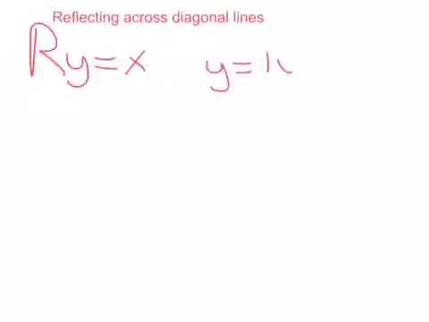Next, we're going to look at what happens when we reflect across diagonal lines. So these are lines that are not horizontal or vertical, but are at some sort of a diagonal. And the first diagonal line we're going to look at is the equation y is equal to x. This would be our line of reflection. If we think about this in slope-intercept form, that's y is equal to 1x plus 0. These are essentially the same equations, and so our slope is a positive 1, and our y-intercept is 0, or through the origin.